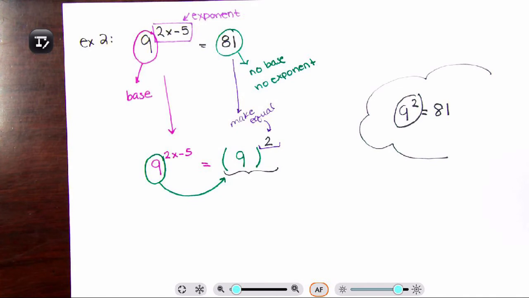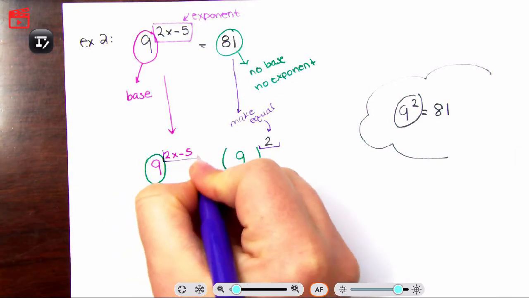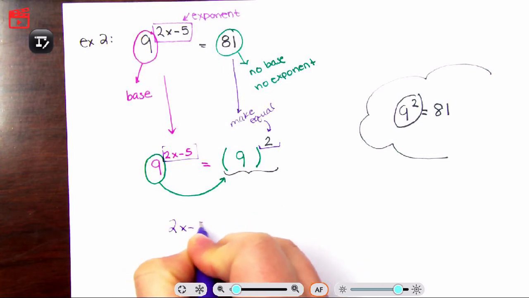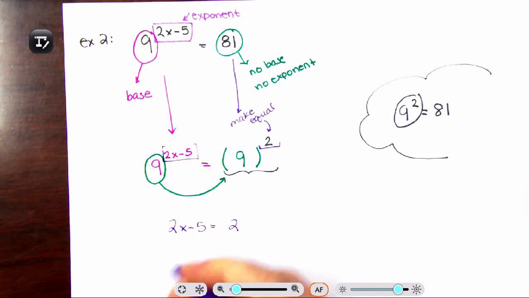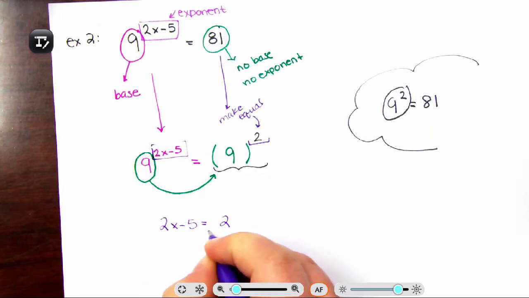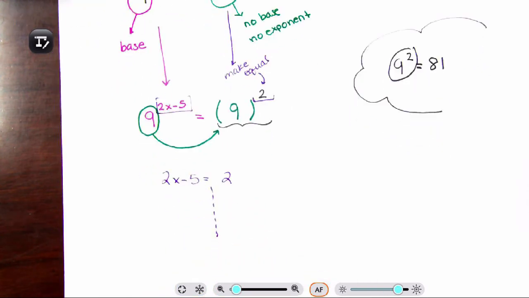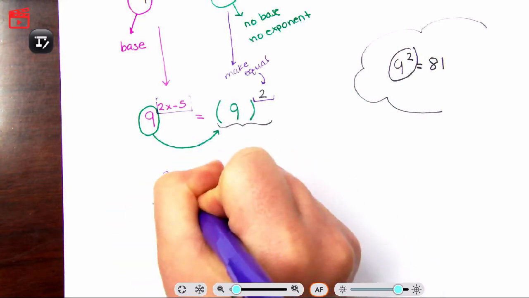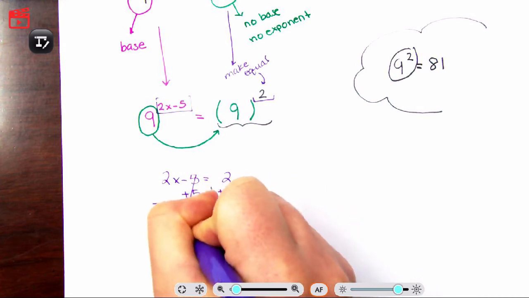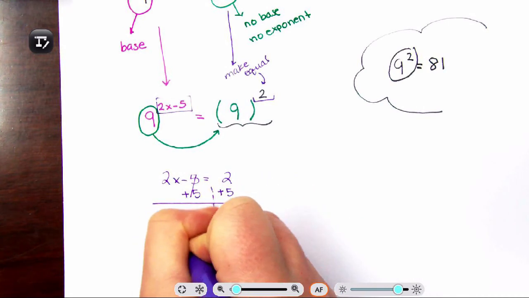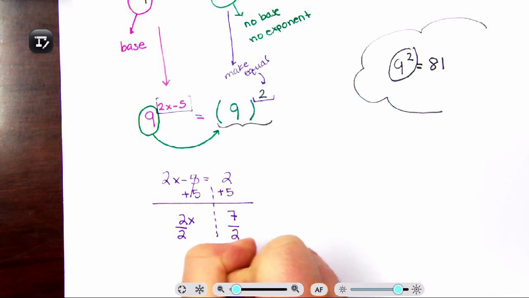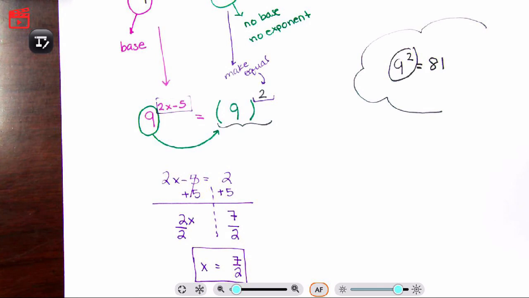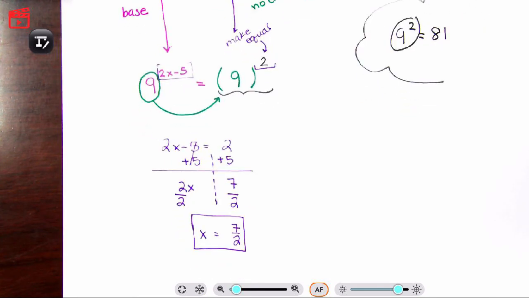After that, it's pretty much exactly what we did before. These bases are now the same, so the exponents are equal. So I have 2x minus 5. We're going to simplify and solve the equation. I'm going to add 5 to both sides, just like we did previously in the school year. So I have 2x equals 7. I'm going to divide by 2 on both sides. x is equal to 7 halves. Now again, it doesn't have to be a pretty number. It is what it is. x is equal to 7 halves.